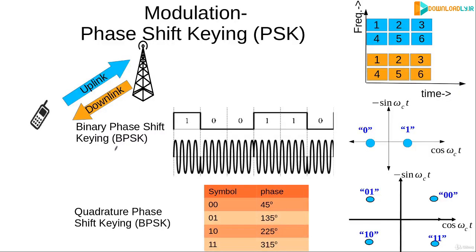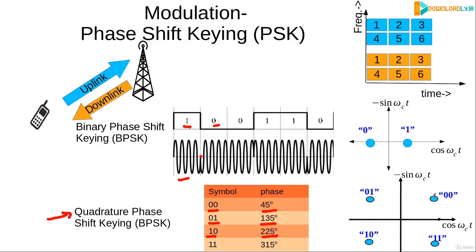Now in the case of binary phase shift keying, 1 bit was modulated at a time. 1 was being represented by a frequency with 0 degree phase, and 0 was being represented by the same frequency but 180 degree phase. Now in the case of quadrature phase shift keying, basically we are modulating 2 bits at a time. 00 is being represented by a frequency with a phase of 45 degree. 01 is being represented by the same frequency but with the phase of 135 degrees. 10 is being represented by a phase of 225 degrees, and so on.